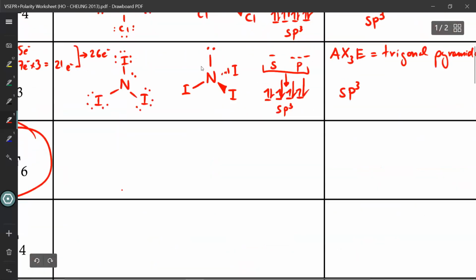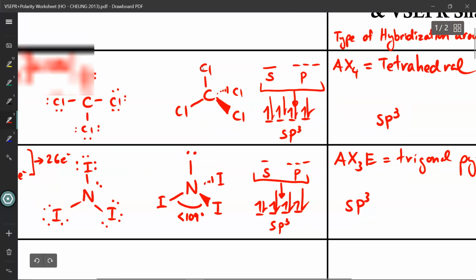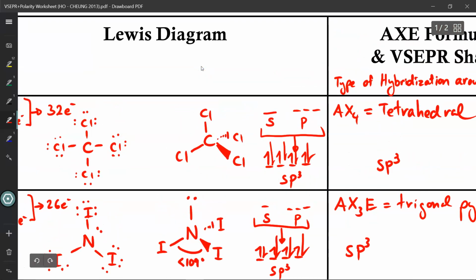What else did we miss? Because I forgot these ones over here. Normally, again, this would be 109.5, but because of the lone pair, we're going to say less than 109.5 degrees. And then up here, no lone pairs around the CCl4, so it's just a regular 109.5 degrees.